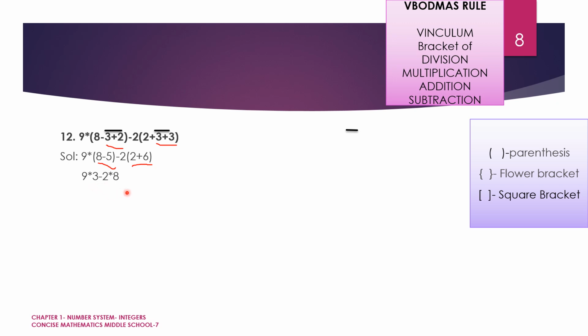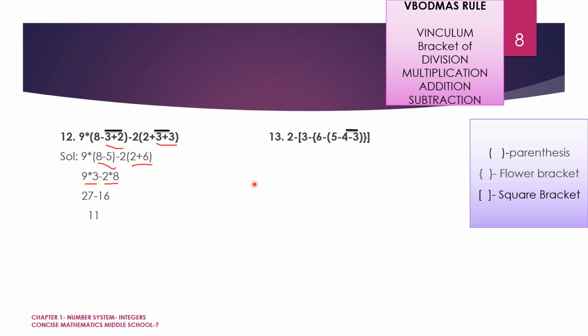Here you don't have any vinculum. Braces, no braces. Division, no. Multiplication, yes. You have two multiplications, that is 9 threes are 27, 2 eights are 16. So you can solve both together and you get 27 minus 16. So 27 minus 16 will be 11.